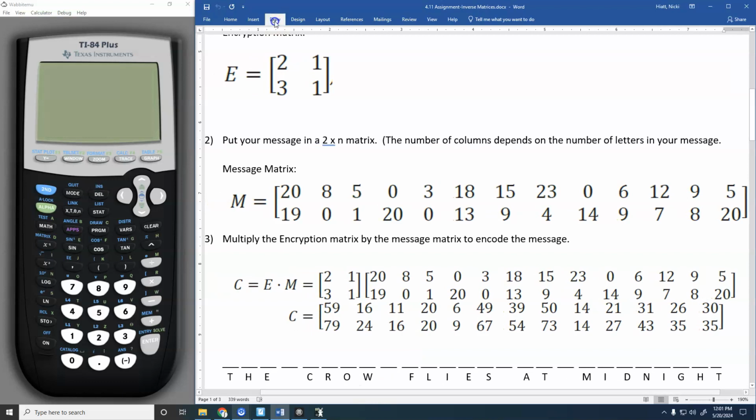So that now means if we go back to the message that we're going to send, we would send 59, 16, 11, 20, 6, 49, 39, 50, 14, 21, 31, 26, 30, the next line, 79, 24, 16, 20, 9, 67, 54, 73, 14, 27, 43, 35, 35. Now, is this code going to be nearly as easy to crack?